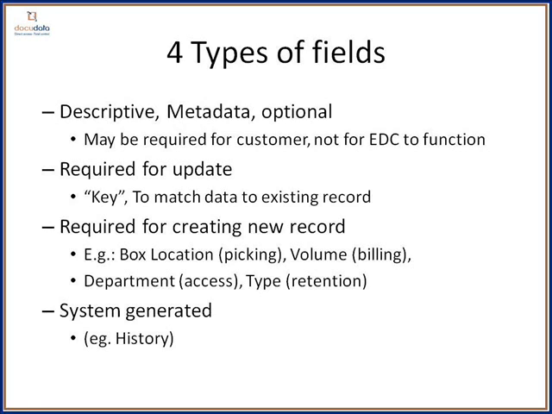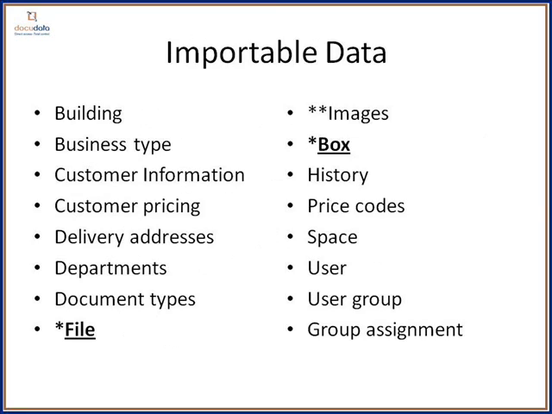Next, we have fields that are required for creating new records. For example, if a box is in, it must have a location in order to be picked. It must have a volume for billing purposes. It must have departments, both for billing and in order to determine access. And it must also have a type in order to help determine the retention of the box. Finally, we have fields that are system generated, such as history. We don't generally tend to think about these fields very much, but in order for EDC to function properly, they are created.